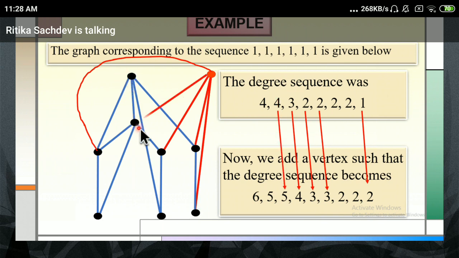So check. 4 to 5, join this. 4 to 5, join this. And this is your resultant graph.